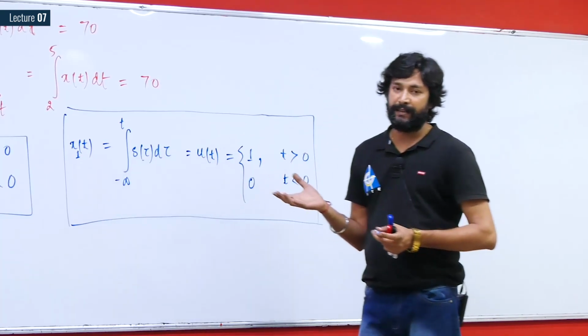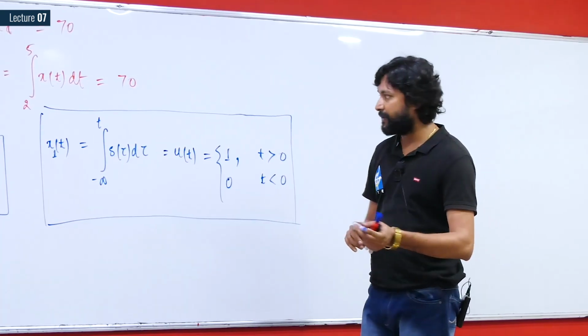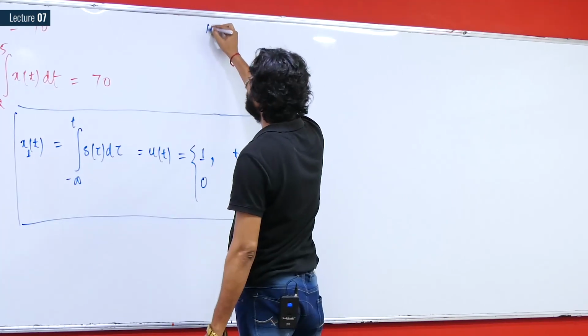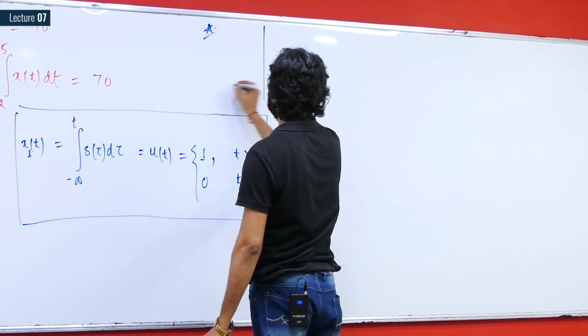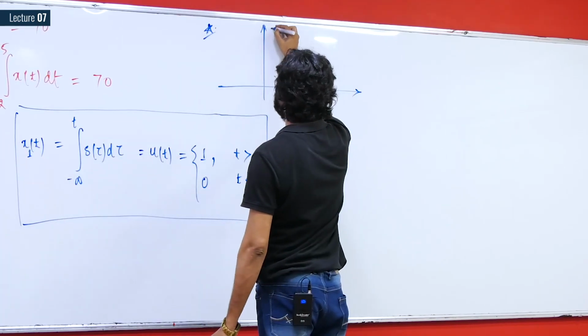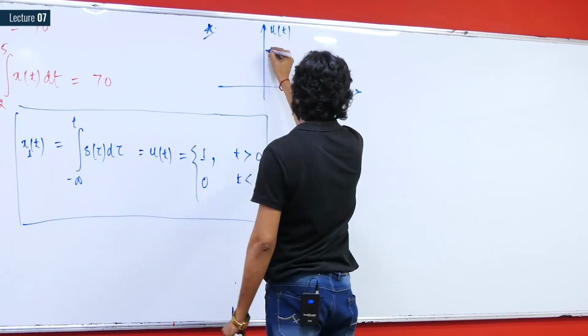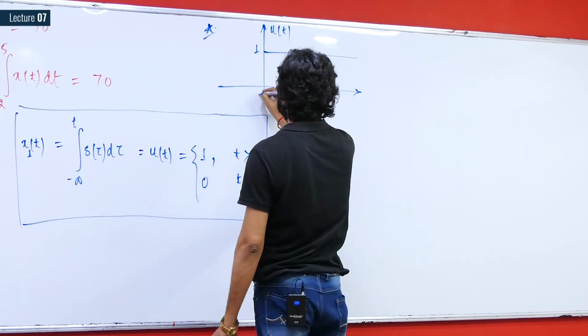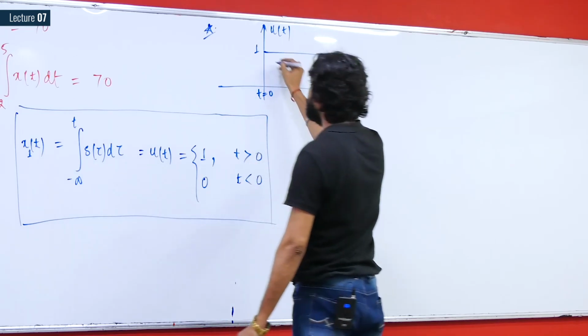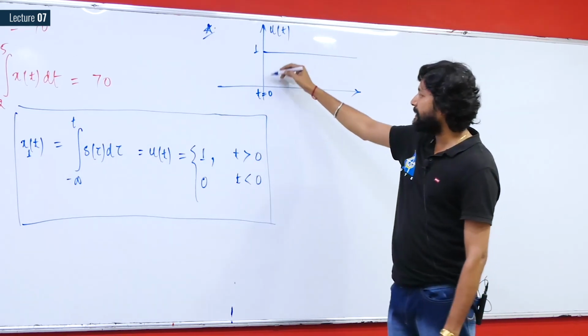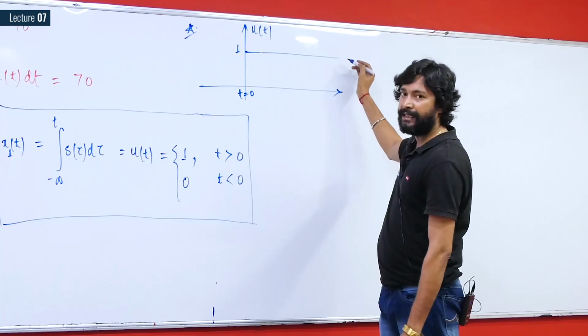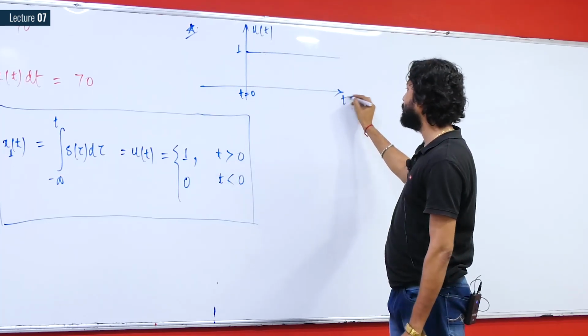Now we are going to take different operations on the step function. So if this is your step function u(t), what you have drawn till now is u(t) which has constant value 1. Ideally it is for t greater than 0, but we show that it has value equal to 1 from 0 to infinity. So it is your function u(t).